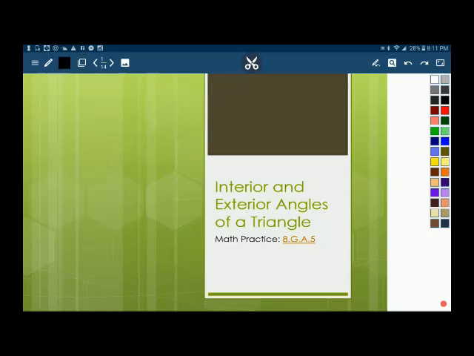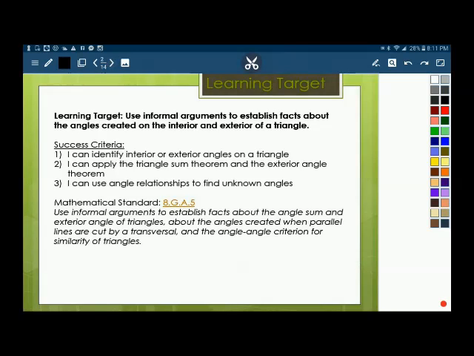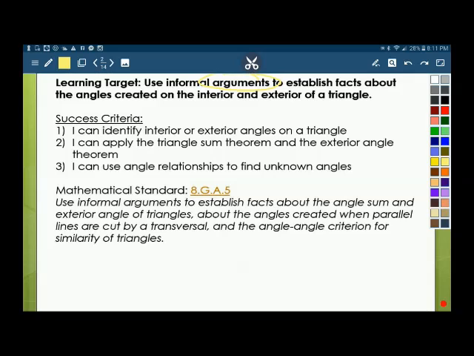Today we're going to take a step beyond the lines that are parallel cut by a transversal, and we're going to venture into those lines creating triangles where we can examine their interior and exterior angles. The learning target is, again, to use informal arguments to establish facts about the angles created on the interior and exterior of a triangle. So when it says informal arguments, that just means we're going to need to justify our answer in words.